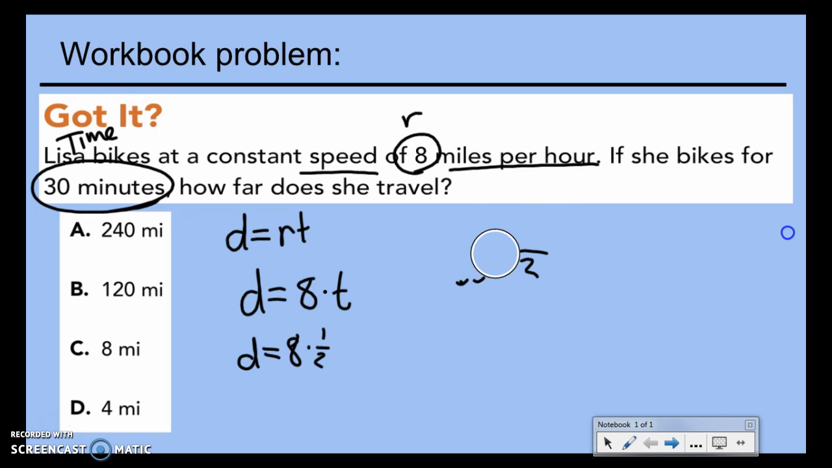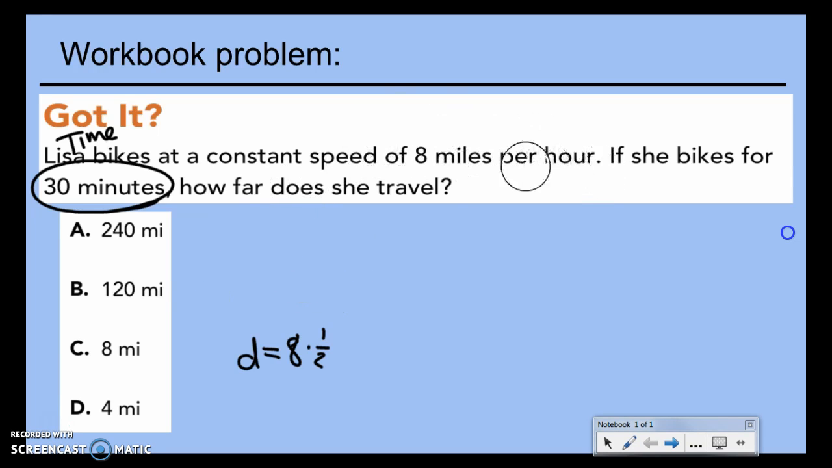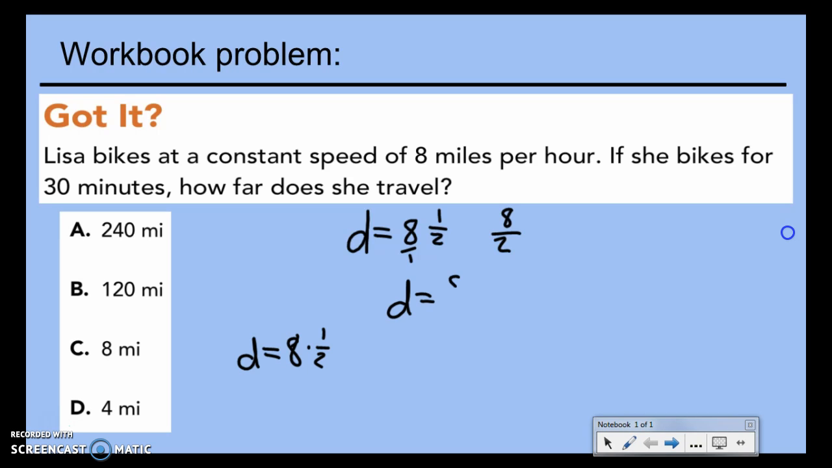Now we know that if you're going to multiply 8 times 1/2, you can turn 8 into a fraction and work it out that way. Or, since the numerator is a 1, you can replace 1 with an 8. So we have distance equals 8 times 1/2, which is 8 over 1 times 1 over 2. 8 times 1 is 8. 1 times 2 is 2. So now, distance equals 8 halves, or 4, because 8 divided by 2 is 4. So Lisa biked 4 miles.